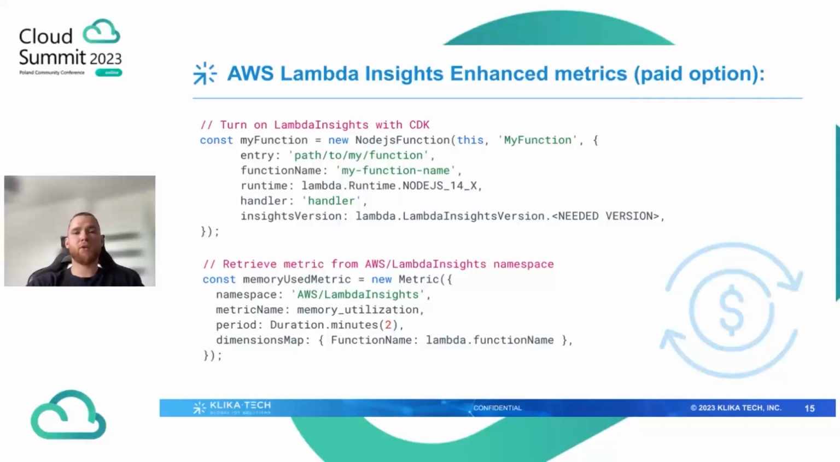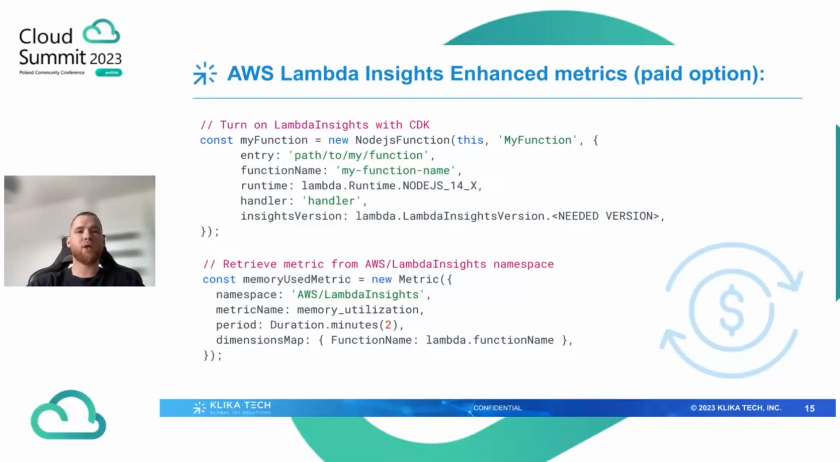Lambda Insights is a monitoring and troubleshooting solution for AWS Lambda that provides enhanced visibility of the performance of your serverless applications. Enhanced Metrics is a feature of Lambda Insights. It includes a range of additional metrics beyond the basic metrics provided by Amazon CloudWatch. The solution collects, aggregates, and summarizes system-level metrics, including memory usage, CPU utilization, cold start, and network.